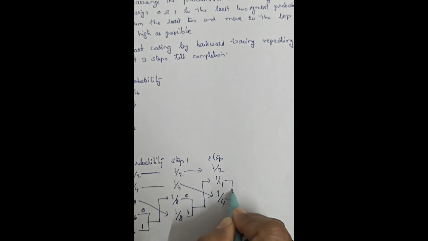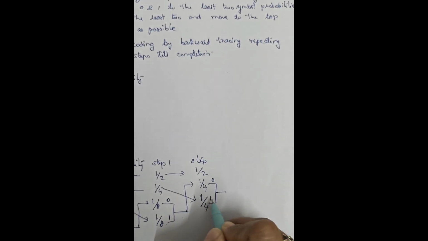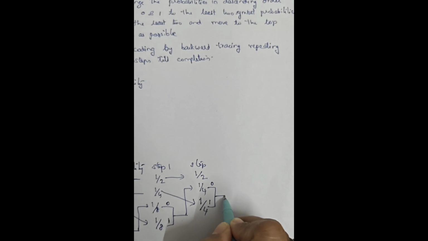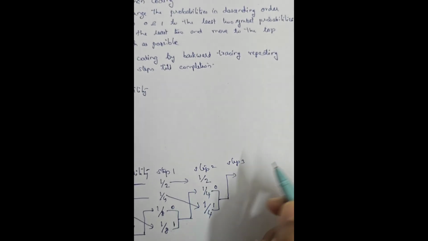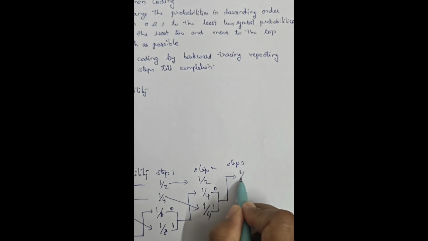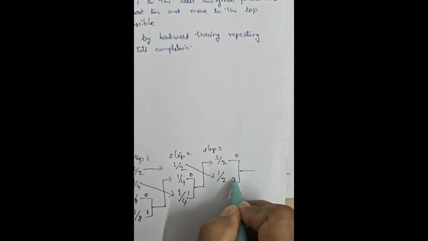Again 1/4 and 1/4 are the least ones, so assign 0 and 1. Now 1/4 and 1/4 added give 1/2, so move this to the top. This becomes step 3. Step 2, step 3. So this becomes 1/2, and this 1/2 we can just move downward. Now the last step again is 0 and 1. Assigning this, it will be over.